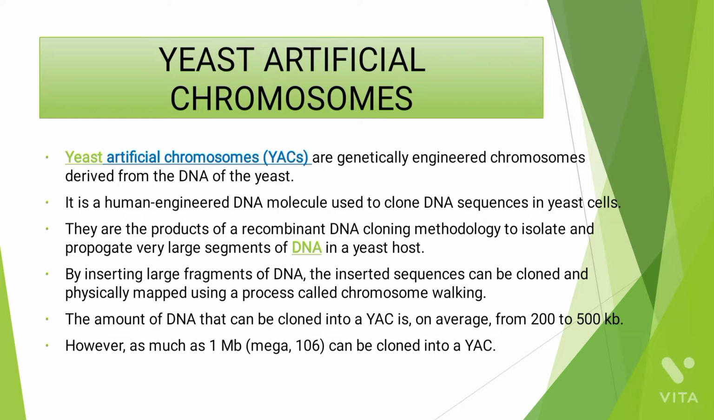Yeast artificial chromosomes are vectors that help to produce recombinant DNA molecules by inserting a large foreign DNA fragment into them, and here the host cell is yeast. By inserting a large fragment of DNA, the inserted sequences can be cloned and physically mapped using a process called chromosome walking.